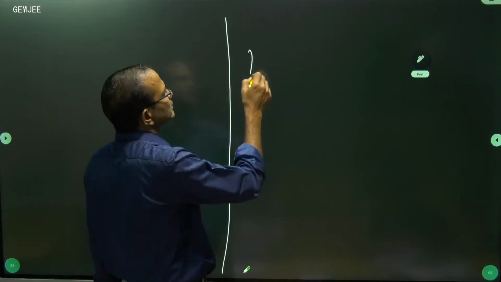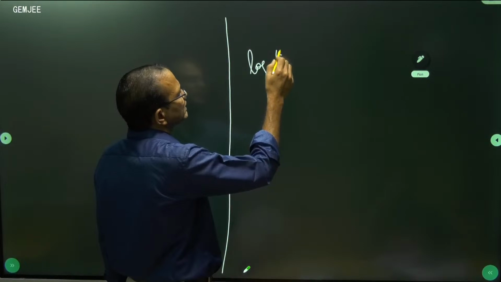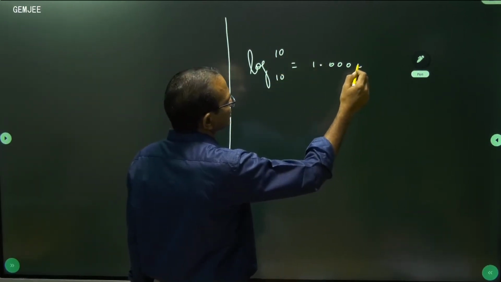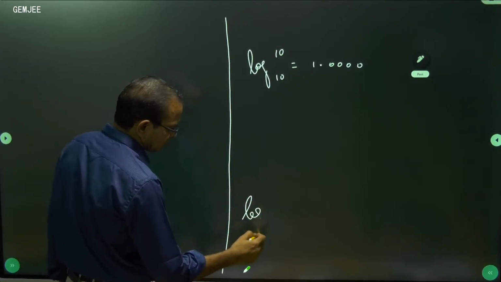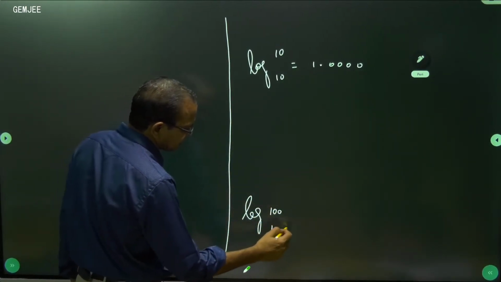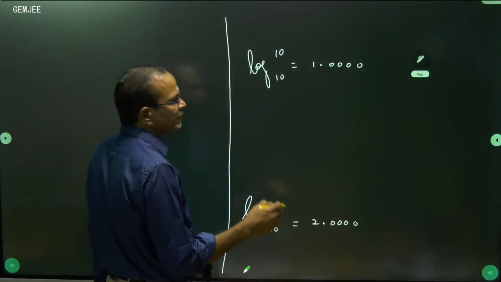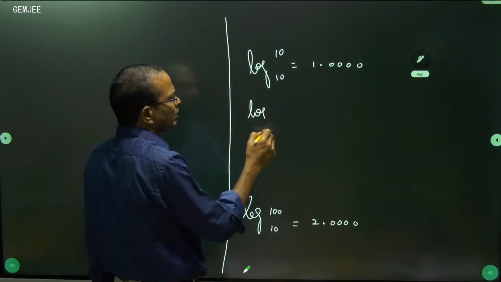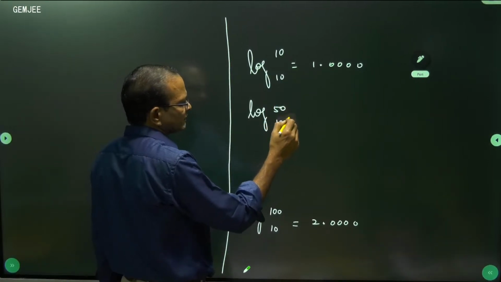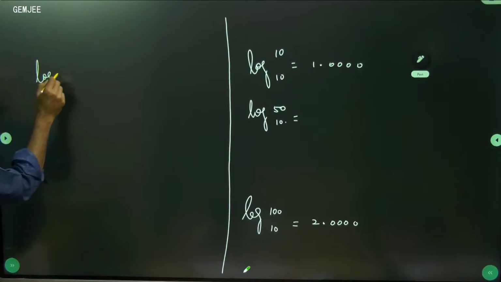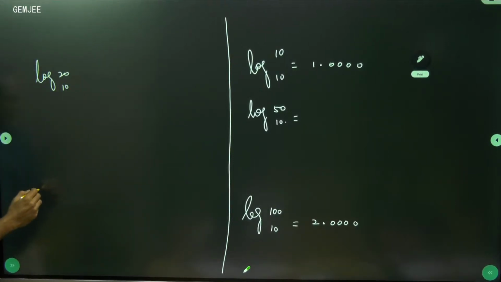இங்க பாருங்க. Log of 10 to the base 10 is 1.000. Log of 100 to the base 10 equal to 2.000. But today, now I am interested in log of 50 to the base 10. I am interested in log of 20 to the base 10. I am interested in log of 80 to the base 10.